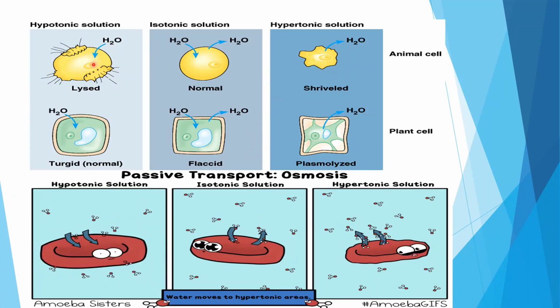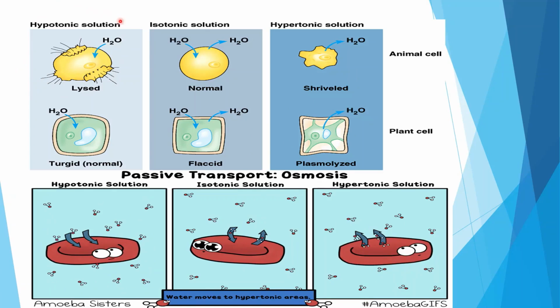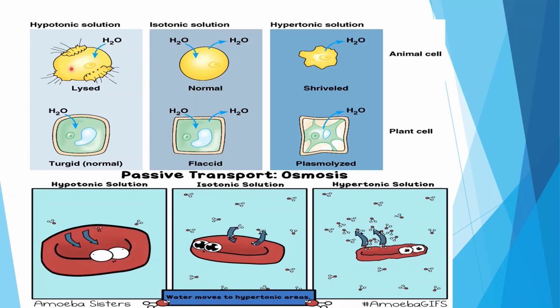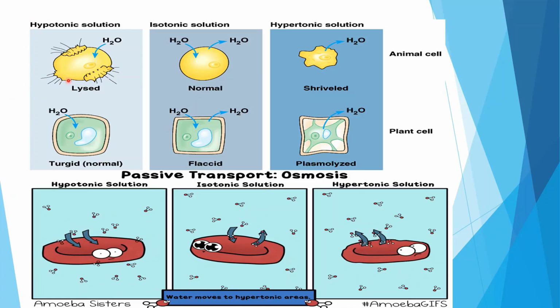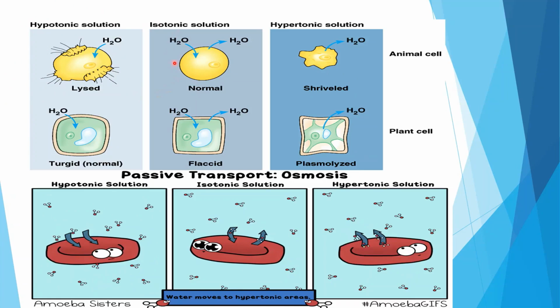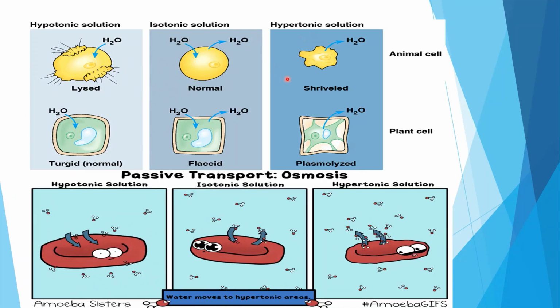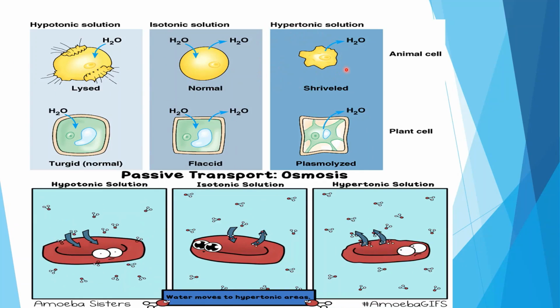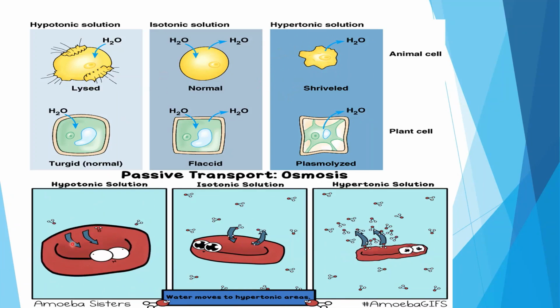What will happen to the animal cell? If the animal cell is placed inside the hypotonic solution, water diffuses into the animal cell and causes the animal cell to expand and burst. This condition is known as lysis. If the animal cell is placed inside the isotonic solution, there is no change in the shape of the animal cell. If the animal cell is placed inside the hypertonic solution, water diffuses out of the animal cell and causes the cell to shrivel.